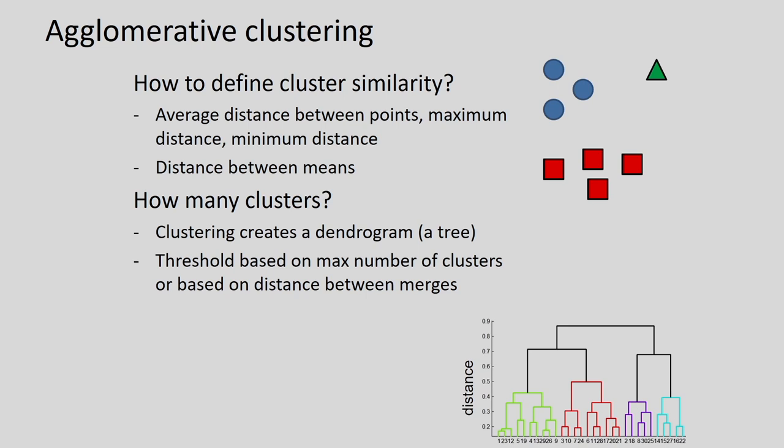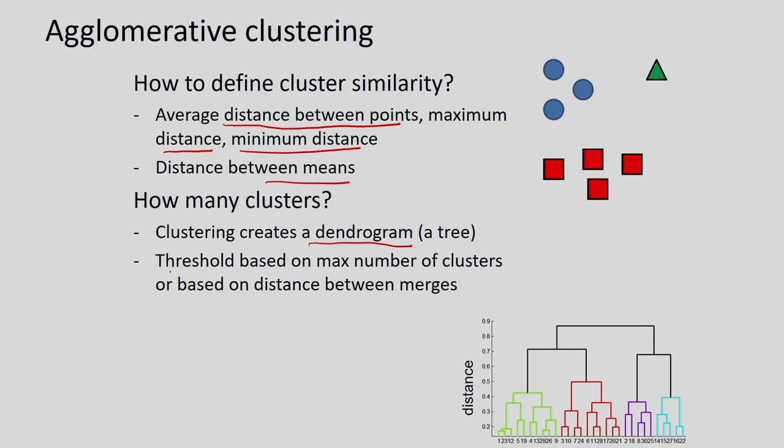So we may consider some mathematical measures like average distance between points. Maximum distance we can consider. Minimum distance we can consider. Distance between the means we can consider. So based on this measure, we can find the similarity between the data points or the similarity between the clusters. Because of the clustering, I am getting a dendrogram, that is a tree-like structure. Whenever we do the clustering based on this definition, I will be getting a dendrogram.